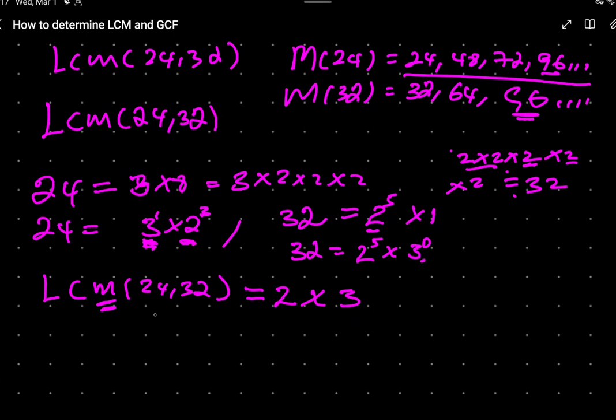So for the multiples, you take 3 to the power of 1, and you have there 2 to the power of 3, but here you have 2 to the power of 5. For a multiple, you take the maximum power of the prime number, so this is 5. Now this is equal to how much?